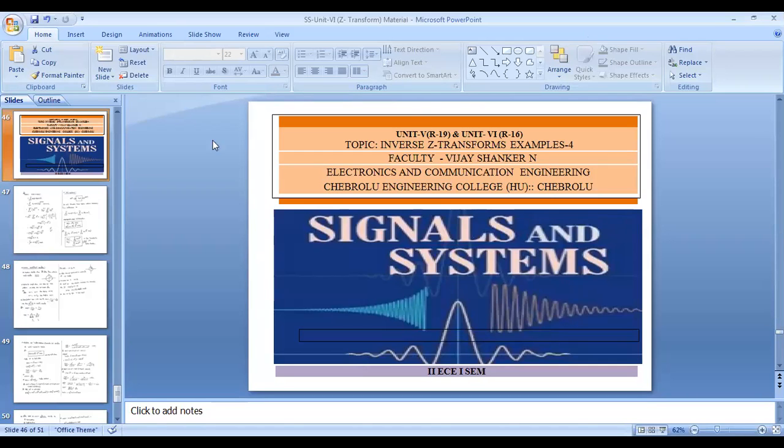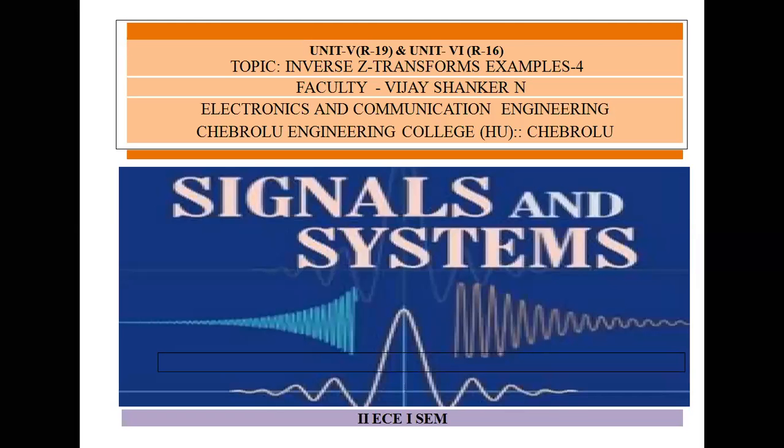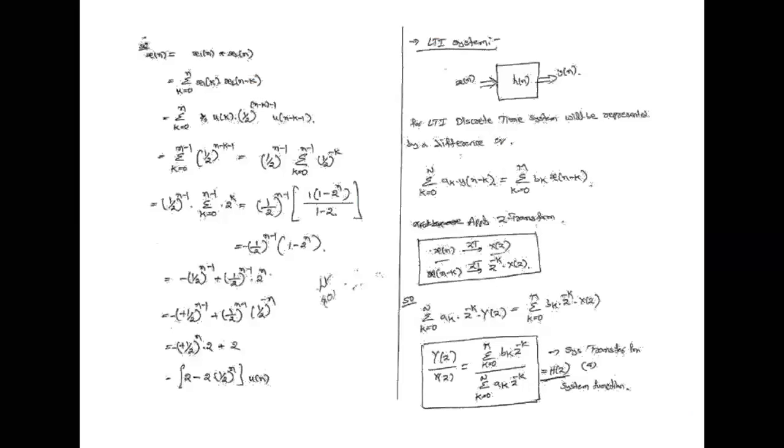So with this, we complete this transformation unit also. For third year triple E students, the 6th unit is completed, and for the second year ECE students, the 5th unit, second part, Z transformation.